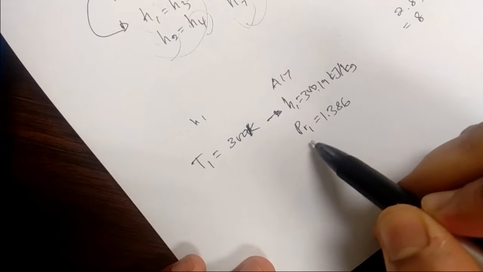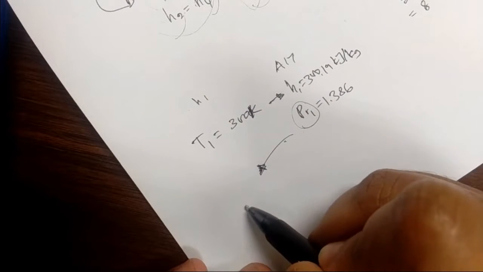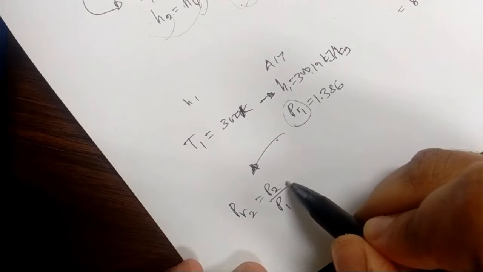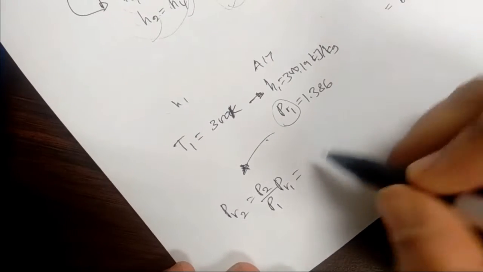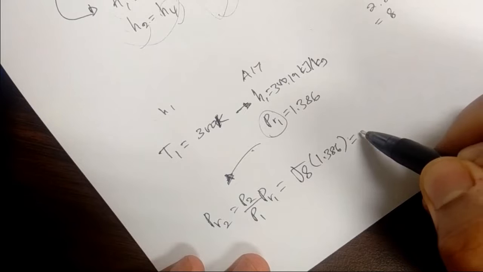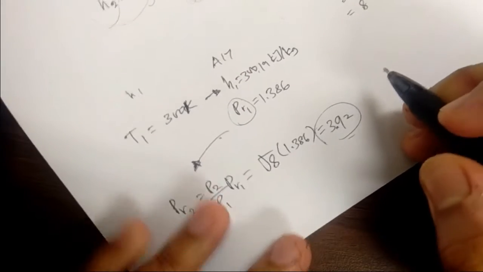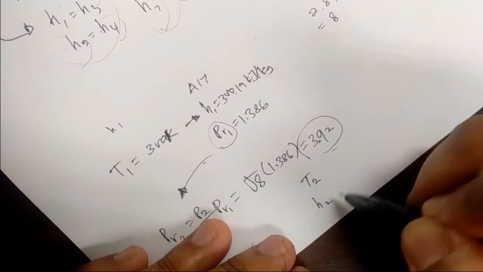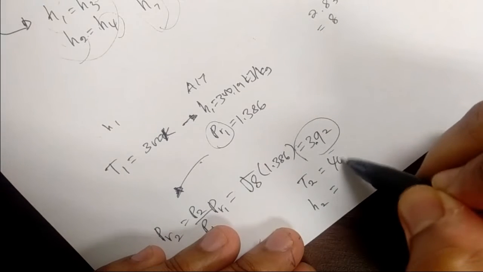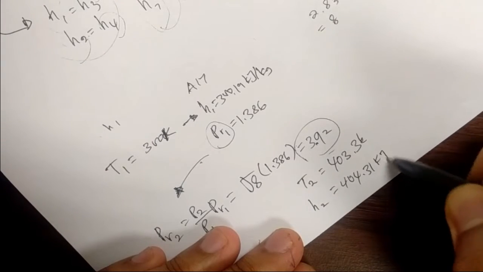From the relative pressure of state 1, you can get the relative pressure at state 2 using this equation. PR2 is equal to the pressure ratio multiplied with PR1. So you will get square root of 8 times 1.386, which is equal to 3.92. Use this value to get the value of T2 and H2. If you refer to the table A17, you will get T2 is 403.3 Kelvin, H2 is 404.31 kilojoule per kilogram.